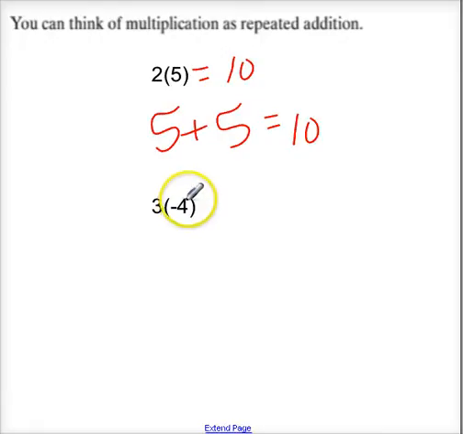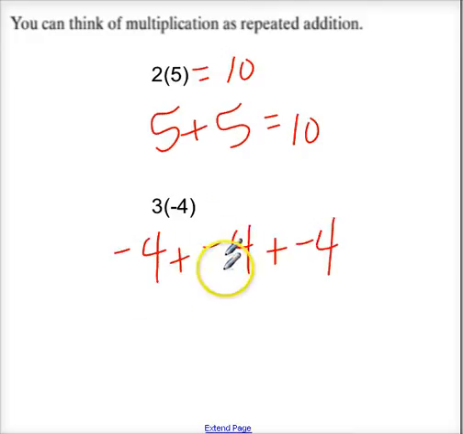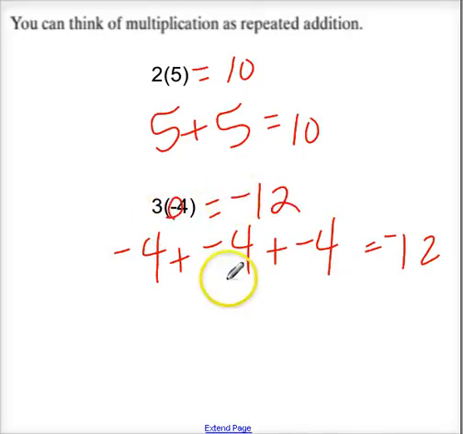3 times negative 4, nothing changes when there's a negative number. This one is representing negative 4 being added 3 times. 4 plus 4 plus 4 is 12, and since it's all negative being added together, it's a negative 12. Same thing when I multiply these numbers. 3 times negative 4 is a negative 12. So when you see one negative sign in the two integers you're multiplying, your answer will also be negative.